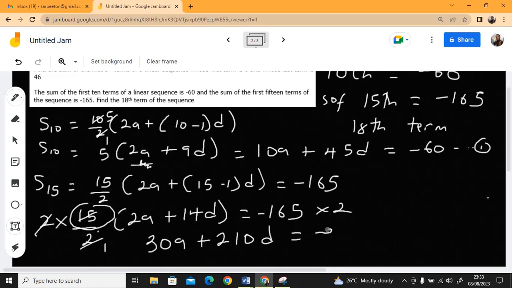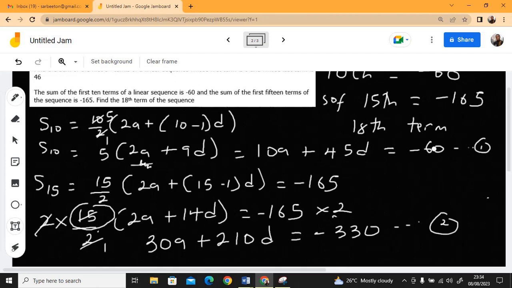Sorry for this, please, let me just clean this off. Now here we got minus 330. That is minus 330. This is equation 2.